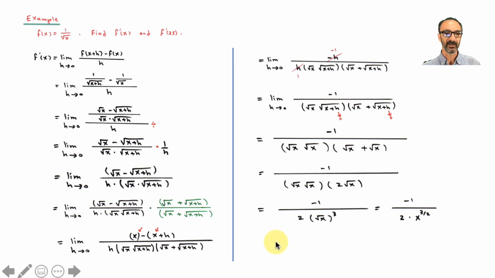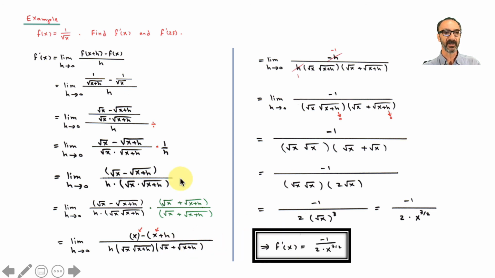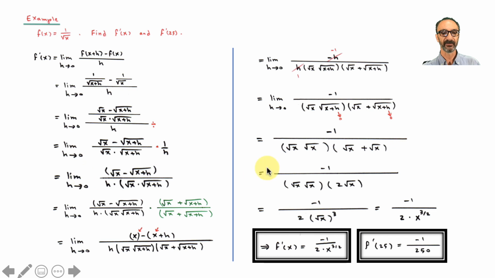Now here's a summary of the problem. f prime, because they want me to find f prime as a function, it's right there: minus 1 over 2 times x to the power 3 over 2. And they want me to find f prime at 25. What is the slope of the tangent at 25? The answer is negative 1 over 250. Just plug in the number 25. 25 to the power half, the square root, is 5, times itself 3 times, and then double it, and that's what you have. 125 times 2 is 250.